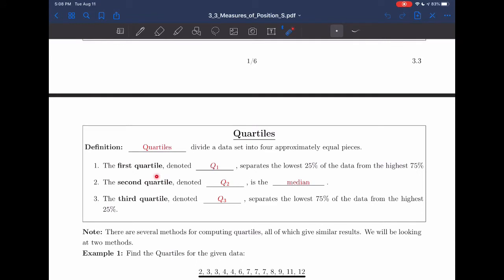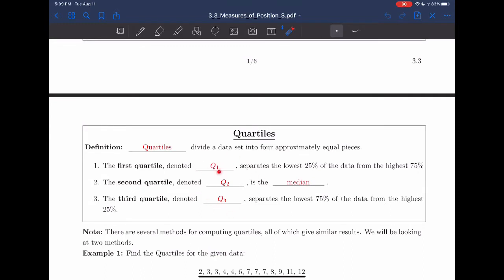And the second quartile, we call it Q2. This divides your data set in half, so that's why we call it the median. Quartile 2 is just the median, which we've computed in the previous sections. And quartile 3 separates the lower 75% of our data set from the highest 25%.